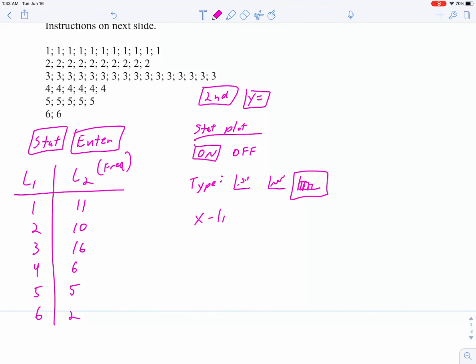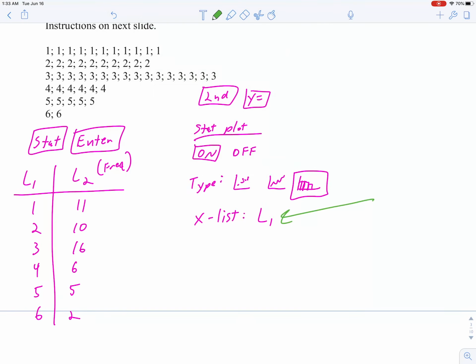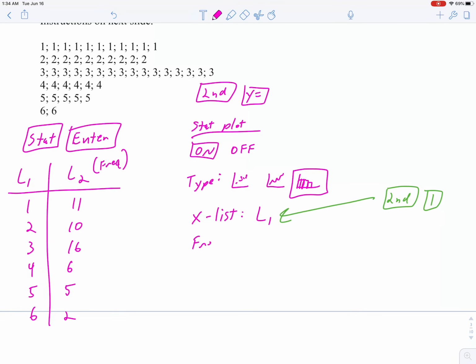All right, next, arrow down where it says X list. That should say L1. If it does not, to enter L1, you hit the second button, top left corner, and then the number 1 key on your keypad. And you'll see a little L1 pop up there. All right, and then arrow down, it says frequency, or FREQ. We're going to enter L2. So it's the same way you enter L1. You're going to hit the second button, but now the number 2.